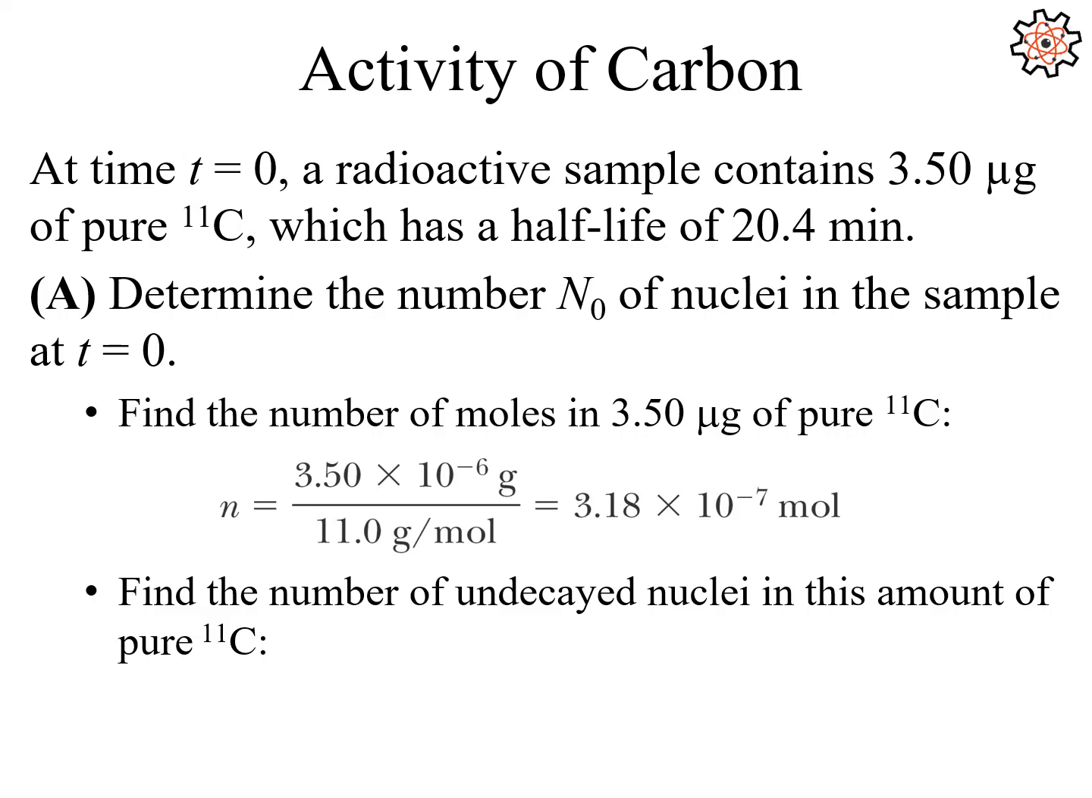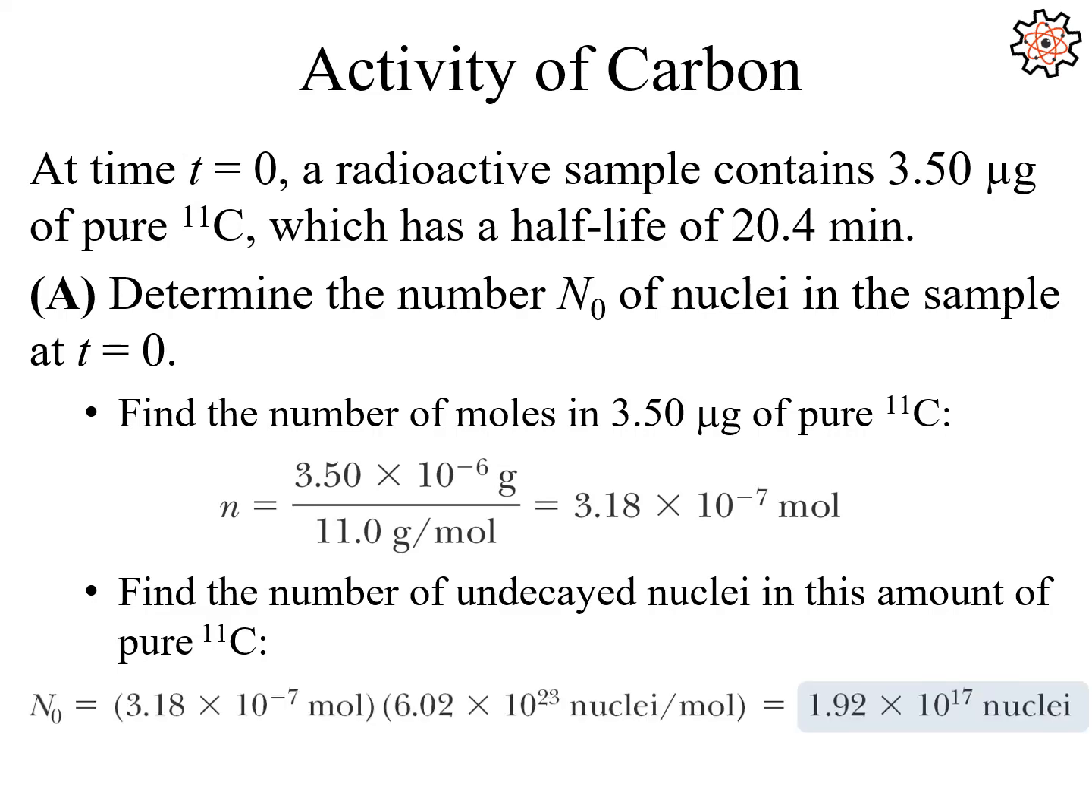Okay, to do that, we can start by finding the number of moles that we have. The number of moles in 3.50 micrograms is the mass here divided by the molar mass, which to 3 significant figures is 11.0 grams per mole. So we get an amount of moles there. To find the number of undecayed nuclei in this amount of carbon, we take that number of moles and multiply by Avogadro's number, 6.02 times 10 to the 23 nuclei per mole. We get the number of nuclei that we have.